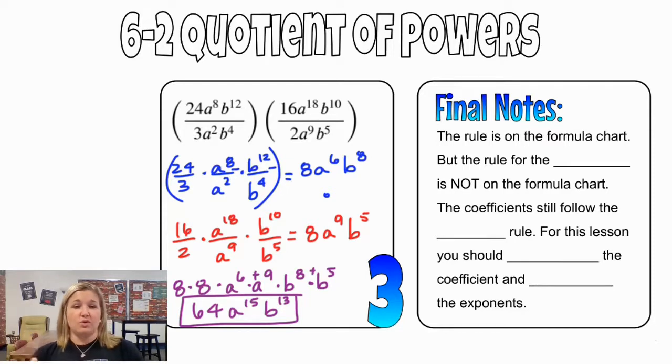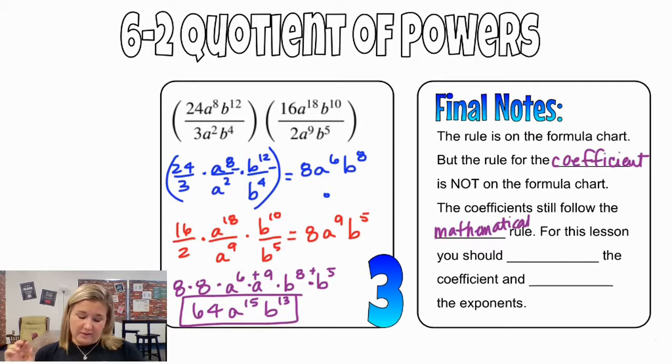So remember that this rule is on the formula chart. However, the rule for the coefficient is not on the formula chart because the coefficient for the example on the formula chart is 1. So 1 divided by 1 is 1, so it's not there. The coefficients still follow the mathematical rule. And then for this lesson, you should divide the coefficients and then subtract the exponents. That's the rule. So divide the coefficients, subtract the exponents. Again, taking these one step at a time, moving forward to putting them all together.